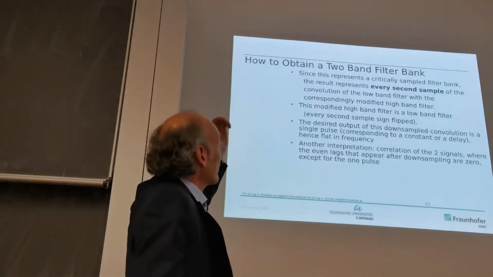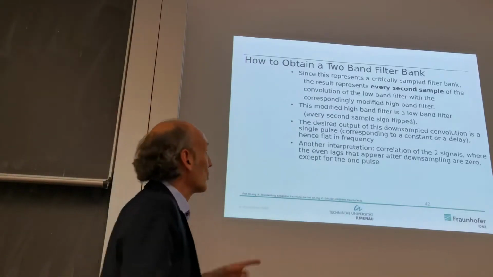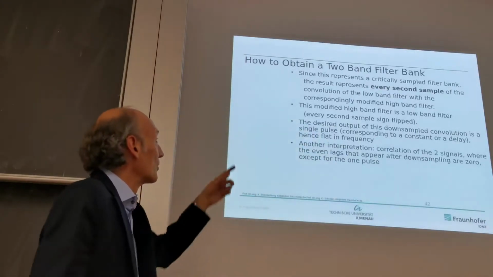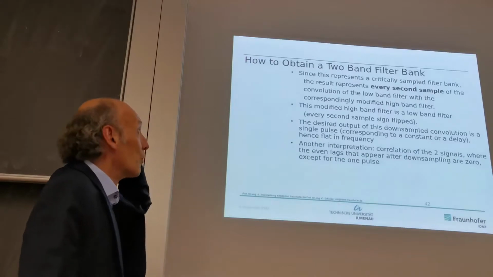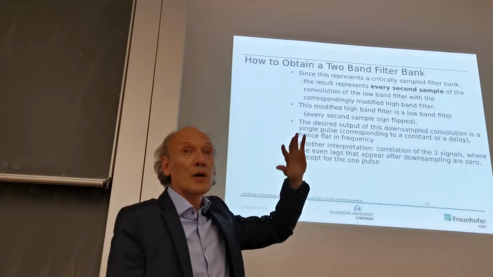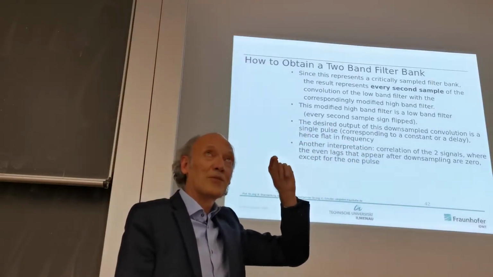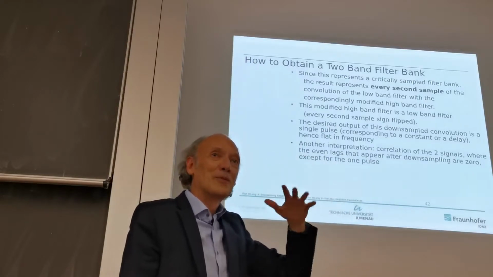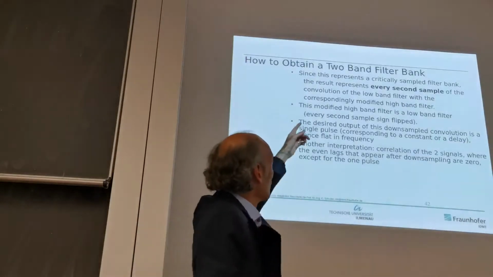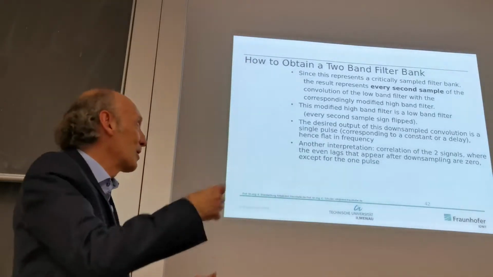Yeah, since this represents a critically sampled filter bank, the result represents every second sample of the convolution of the low band filter with the correspondingly modified high band filter. And this modified high band filter is a low band filter. When you do the flipping, the high pass becomes a low pass. Remember, every second sign of the impulse response is flipped. That basically turns a low pass into a high pass or a high pass into a low pass. So here we turn the high pass into a low pass, put it into our filter bank, and the output is our determinant.